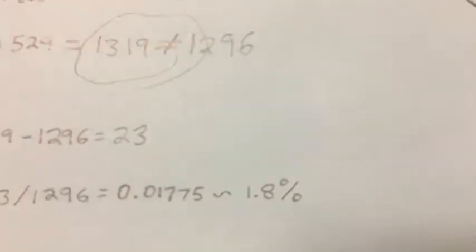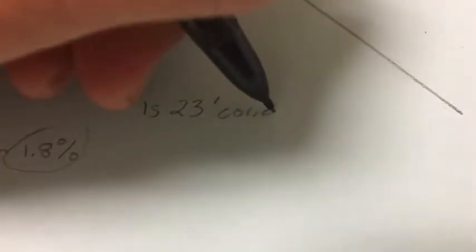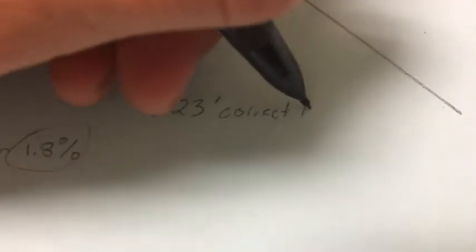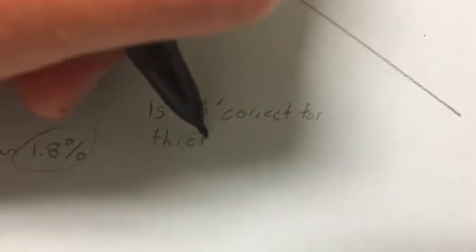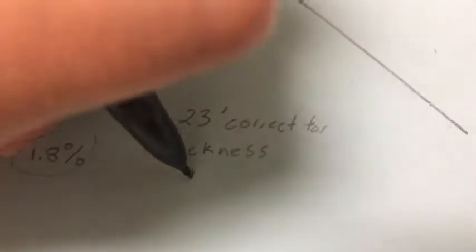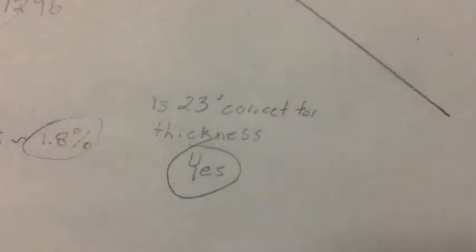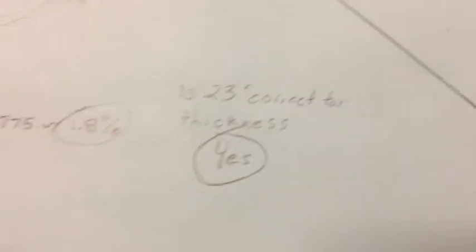So I subtract the 1296 from the 1319, I get 23. My margin of error for the lower value is only 1.8%. Okay, so I'm really close. It's less than 2%. So for all practical purposes, is 23 feet the correct thickness for unit 2 that I did originally for my line of transit? Yes. It is.